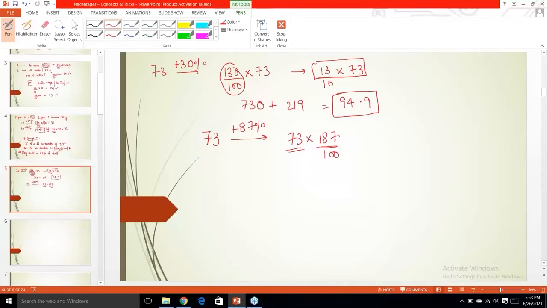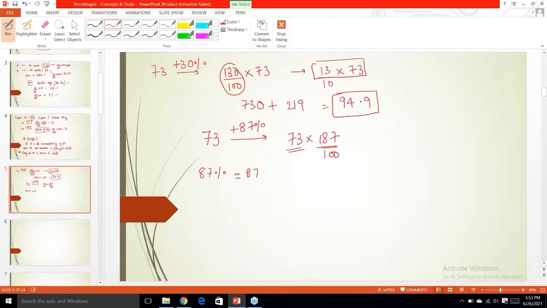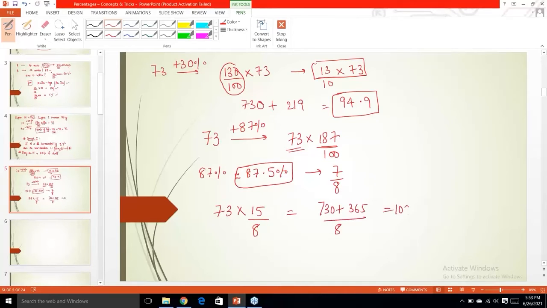But if you want an approximate answer, and if you are fairly good with percentages, you should understand that 87% is approximately very close to 87.5%. And I know 87.5% as a fraction is 7 by 8. So what I will do is I'll simply do 73 into 15 by 8. That sounds simpler. So 730 plus 365 by 8, which is 1095 by 8.